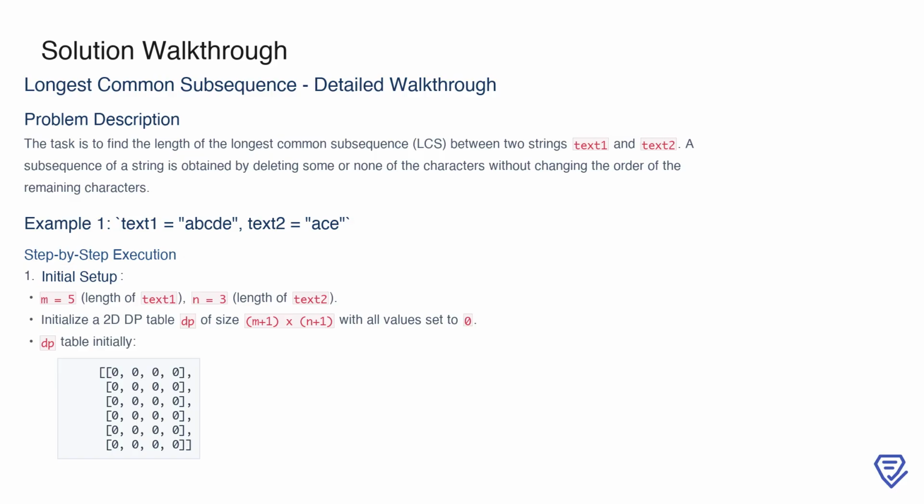We begin by setting up a dynamic programming table, or DP table, to store intermediate results. If m is the length of text1 and n is the length of text2, we initialize an (m+1) by (n+1) table filled with zeros. This table will help us systematically compute the length of the LCS by breaking the problem into smaller subproblems.